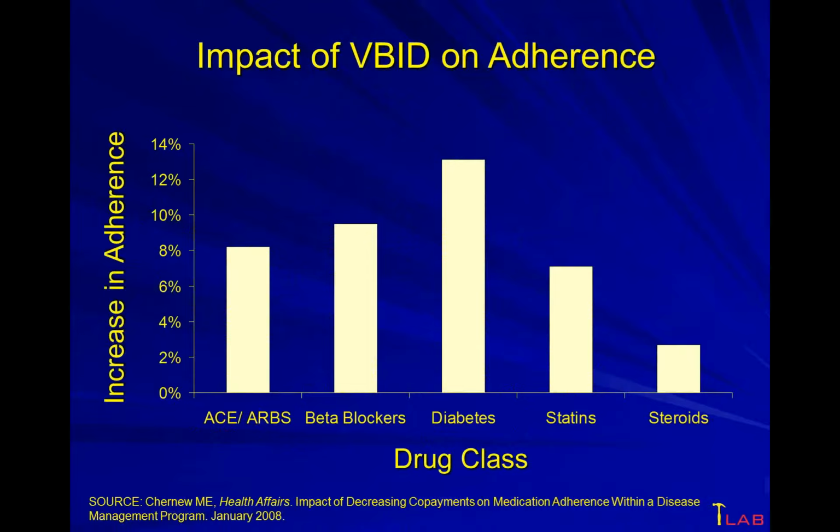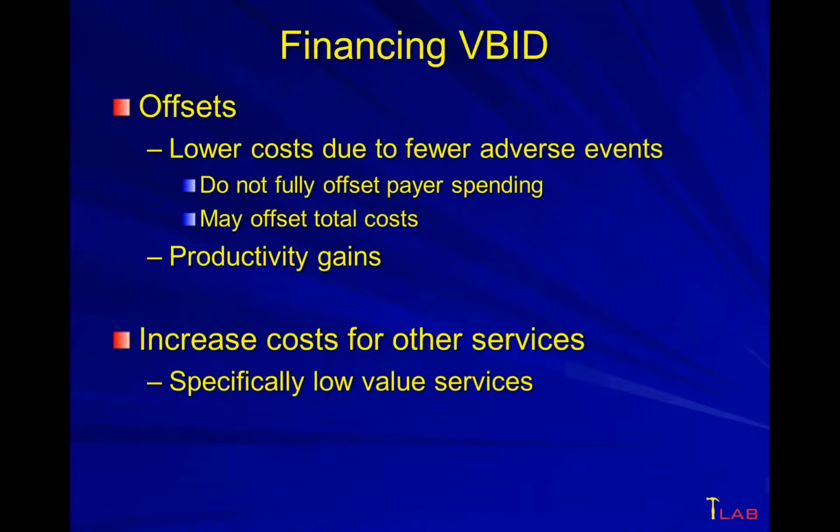Non-adherence was a big issue, and by lowering the copays, they reduced cost-based non-adherence. A lot of people think that you can pay for this lower copays because people have fewer adverse events. I wish that were true. It turns out not to be the case. It is true that people have fewer adverse events, but they don't fully offset the added payer spending. That's really just related to how sick the population is and the number of people needed to treat in order to reduce an adverse event.